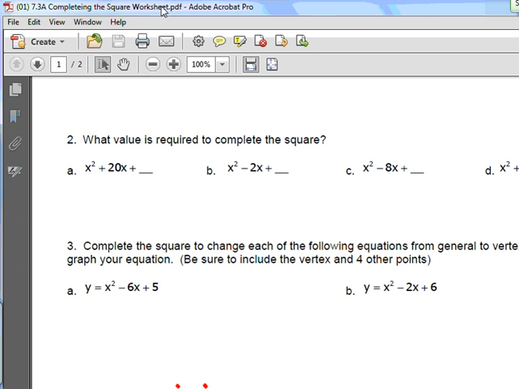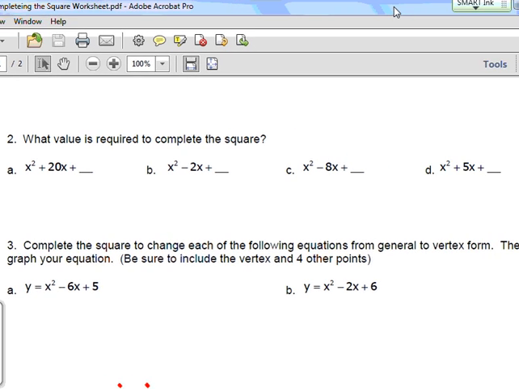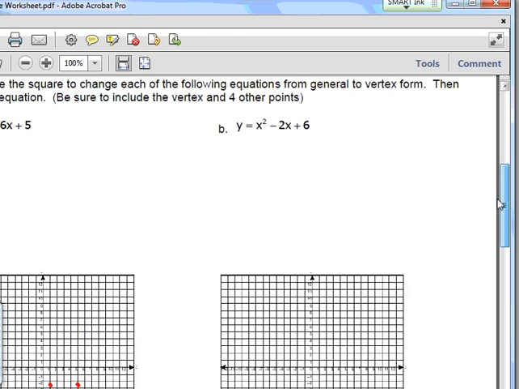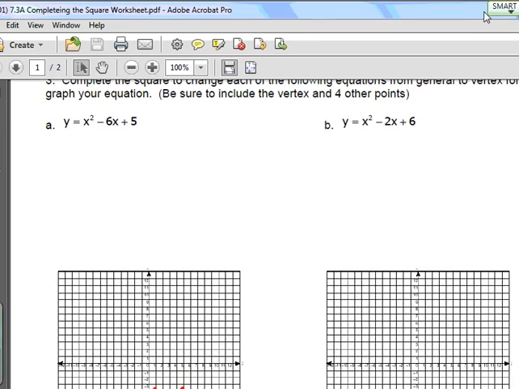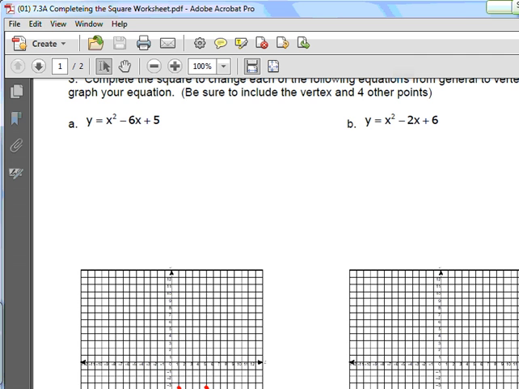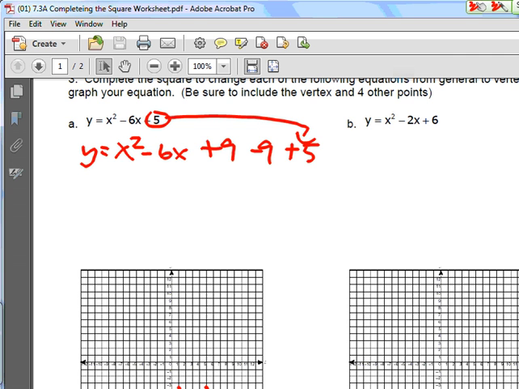Complete the square. All right, so this is like those problems we just did a second ago. And I can't scroll down unless I move this to the right. So, yeah, you use half and square again. y equals x squared minus 6x, and then half of 6 is 3, and 3 squared is 9. And if I put a plus 9, I also have to put a minus 9, and then I also have the plus 5 still at the end. This guy gets bumped to the end.